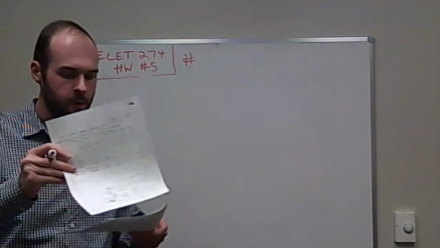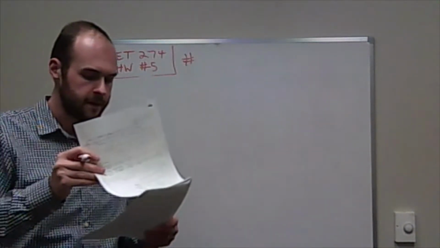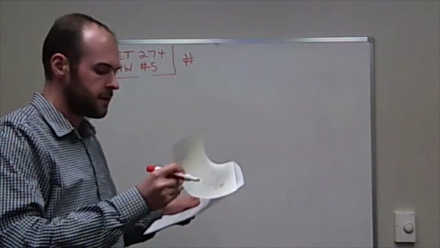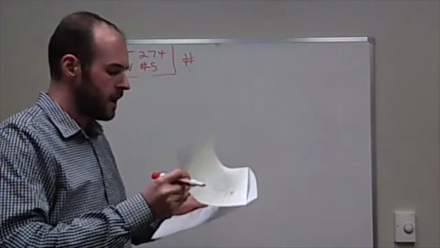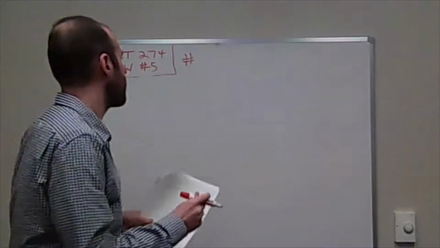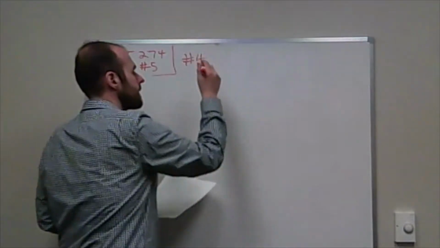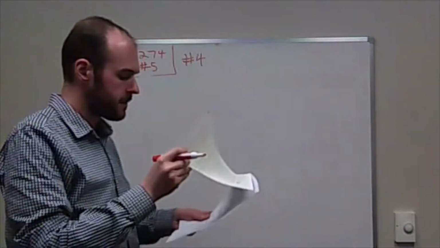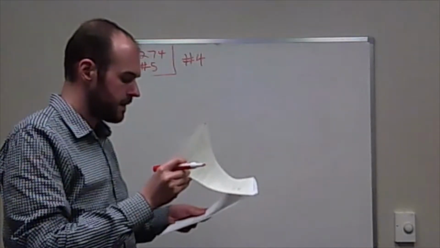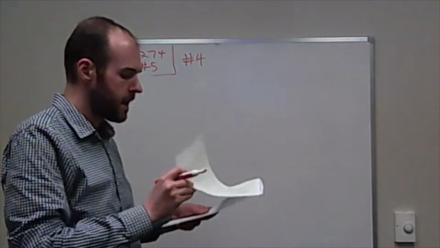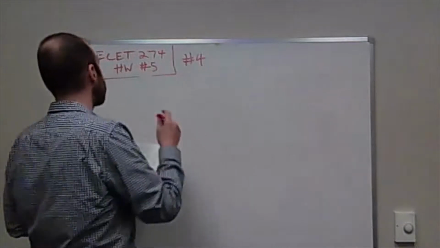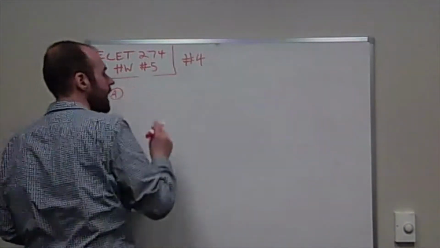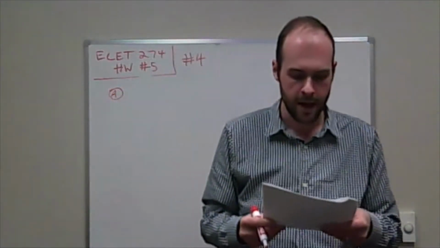Finally, problem 4 gives us a system with 50 ohm impedances and uses low side injection. Determine the total noise figure for that system in number 4, and then determine the intermediate frequency output frequency, the IF output frequency, and power. All right, we'll start with A, which is to find that NF total again.